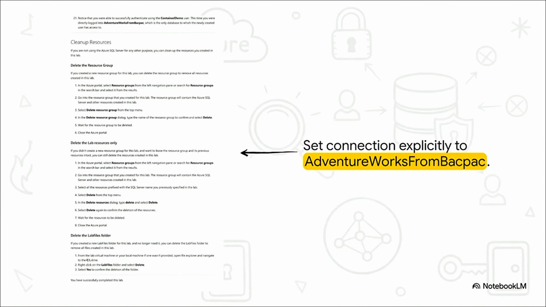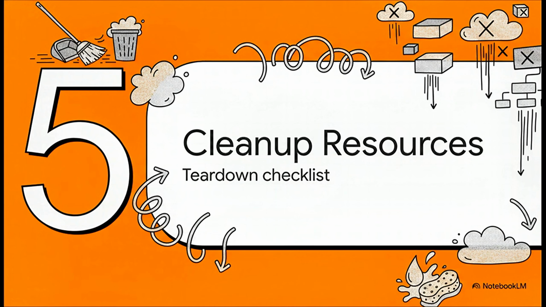You fix this connection context error by selecting Options right there on the login screen. Then under the Connection Properties tab, you explicitly type AdventureWorks from Bacpac directly into the Connect to Database field. When you click Connect this time, boom, you'll get right in. This is brilliant because it definitively proves the user is perfectly contained to just that specific database, totally validating your security configuration.